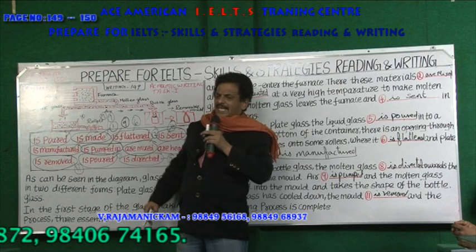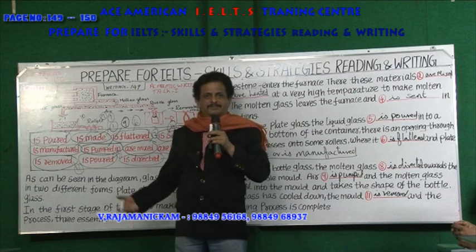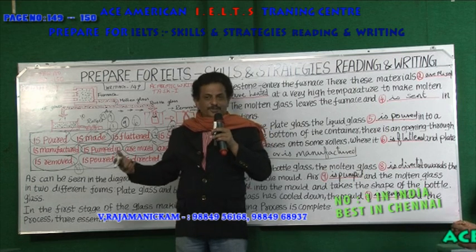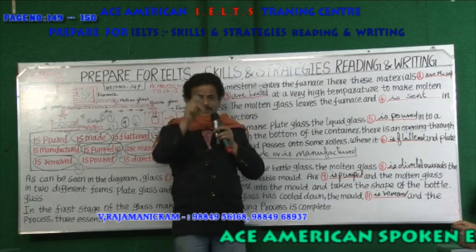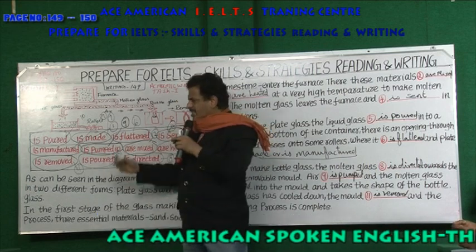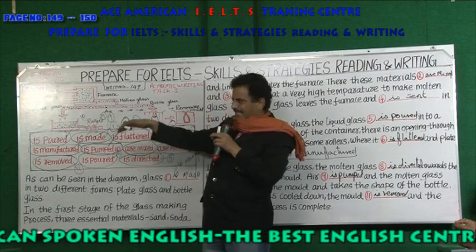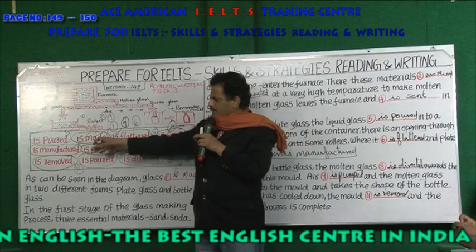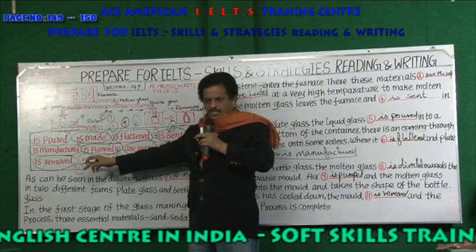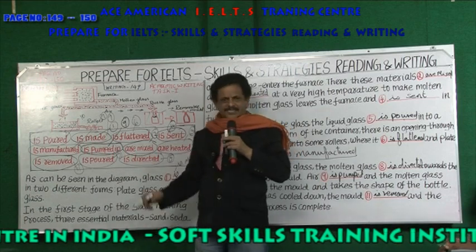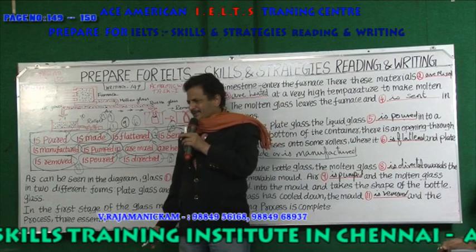So in this entire essay, we don't know who did it. Who did it? Don't know, we don't want to say. We don't want to mention, we are not bothered who did it. We are bothered about the action which is done. What are the actions which are done, sir? Is poured, is made, is flattened, is sent, is manufactured, is pumped in, are mixed, are heated, is removed, is poured, is directed. Only the action is important here. We are not bothered about who the person is who has done it.